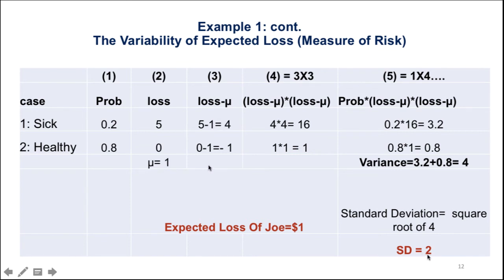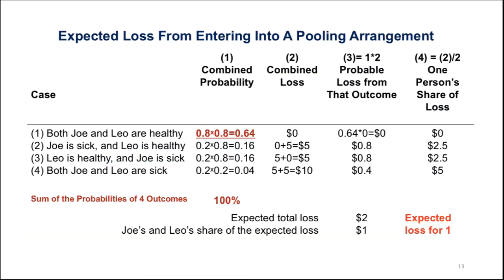This is the standard deviation only for one person. We want to know, if they get into the pooling arrangement, how much will the standard deviation be. So in the case of 4 cases, that is 2 cases for Joe and 2 cases for Liu, if both Joe and Liu are healthy, then we have 80% multiplied by 80%, which is 64%. And then if Joe is sick and Liu is healthy, it is 20% multiplied by 80%, which is 16%. And then in the third case we also have 16%. And in the fourth case, if both of them become sick, 20% multiplied by 20% is going to be 4%.